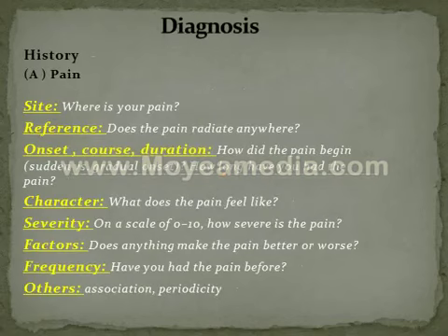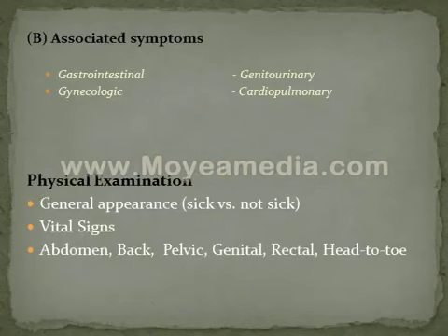Diagnosis of abdominal pain. A thorough clinical history and detailed physical examination should be taken. During history, we should ask about site, radiation, onset, course, duration, character, severity, factors that increase or decrease abdominal pain, frequency, and associated symptoms. For physical examination, we stress on general appearance, vital signs, and do not forget examination of the abdomen, back, pelvic, genital, rectal, and head-to-toe examination.